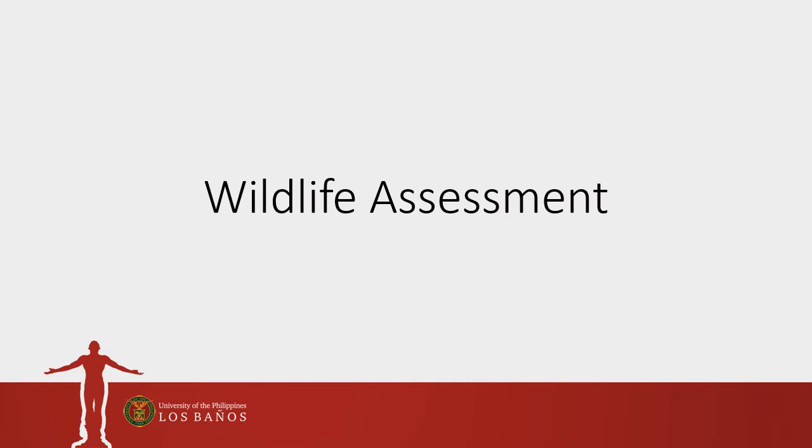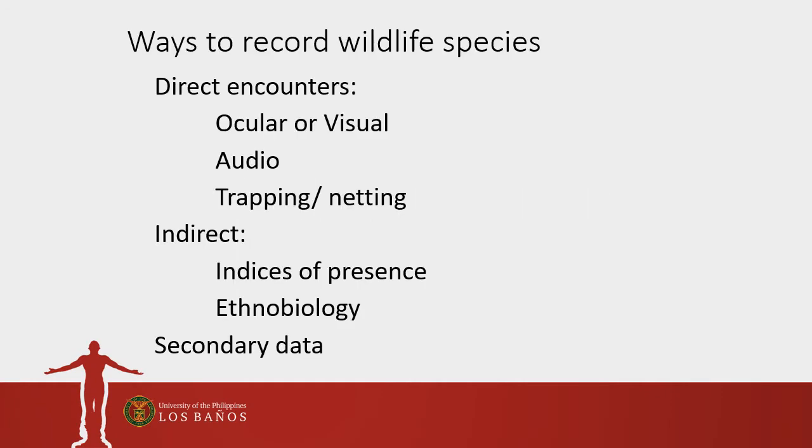Wildlife assessments are done for a number of reasons, but the primary purpose is to have a baseline data. After an assessment has been done, subsequent field surveys, especially in protected areas, would be for monitoring purposes. Wildlife species may be recorded through direct encounters, usually through transect methods using visual and auditory cues, and through capture methods. Indirectly through indices of presence or interviews and use of secondary data.